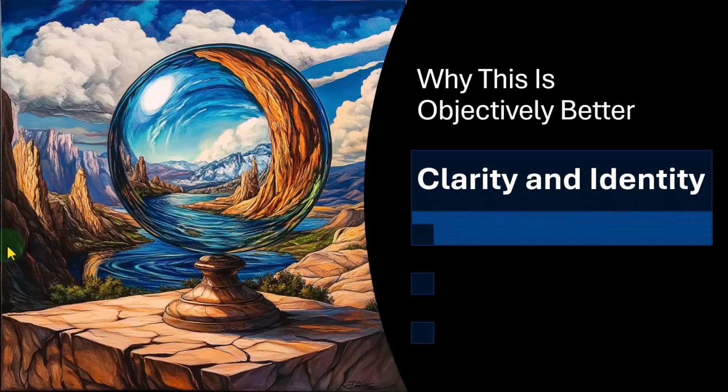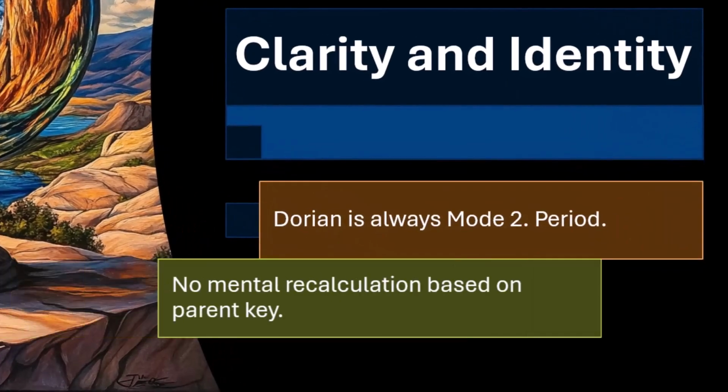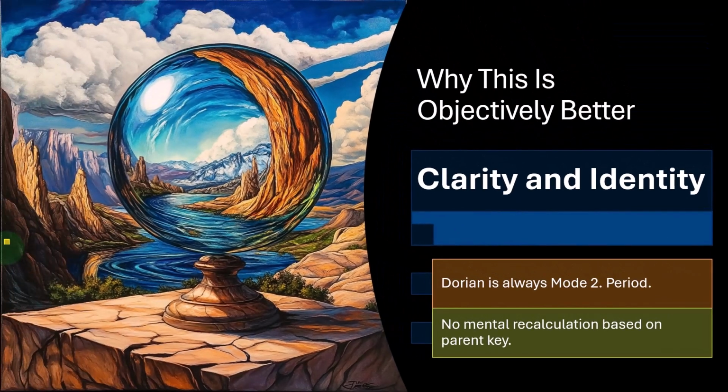Okay, but just trust me, bear with me right now. Why this is better: clearly an identity. So Dorian is always the Dorian that way. We don't have to renumber it. No mental recalculation based on the parent key.